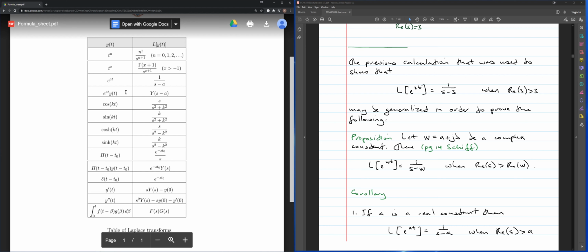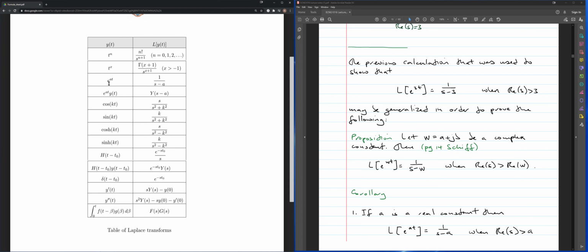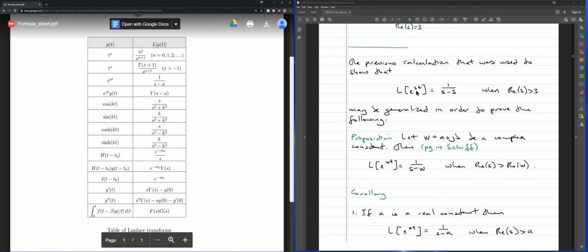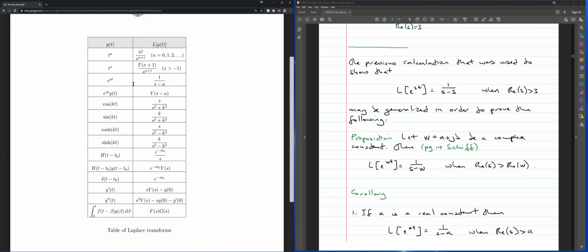And this is what this table entry is saying. I have e to the at, where a is a real number, and Laplace of e to the at is 1 on s minus a. In the particular case where a is equal to 3, you get e to the 3t, and Laplace of e to the 3t is 1 on s minus 3.